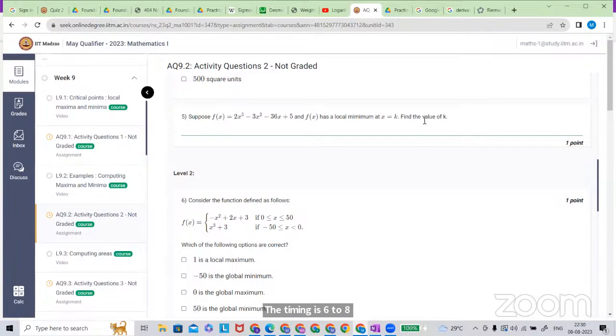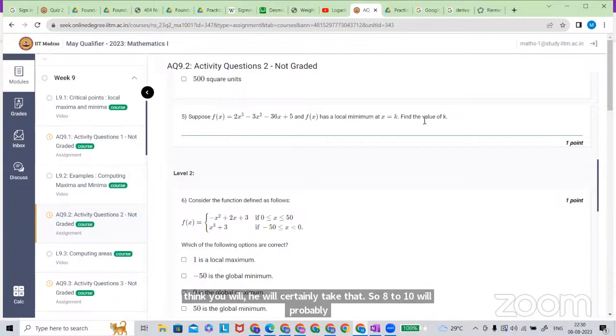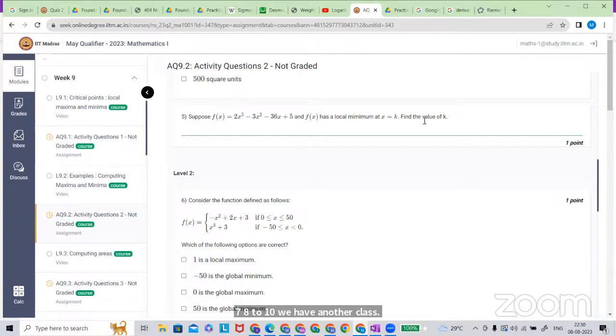Okay, then I will try to make it 8 to 10. I will ask the TA, and probably I will shift it to whatever session we have. I will ask the TA if he is able to take that. I think he will surely take it. Even at 8 to 10, we have another class, computational thinking, another subject. So it's overlapping almost all days.